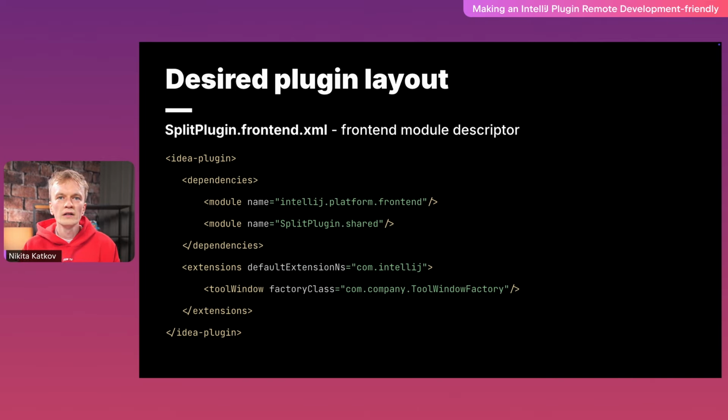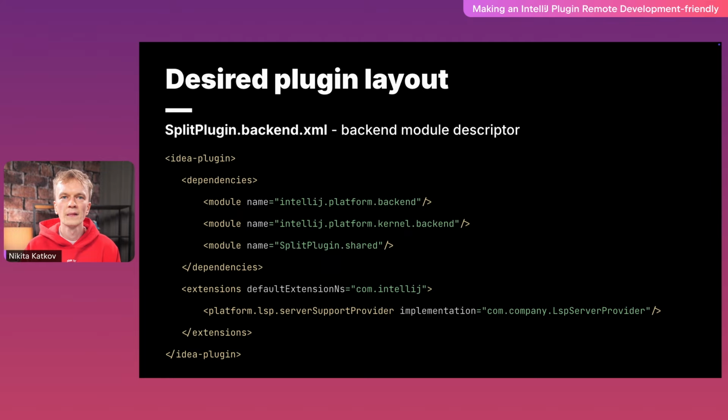Note how our frontend module declares dependency on platform.frontend to indicate it has to work in the frontend IDE, where the UI is. It also depends on its own shared content module, just to be able to use classes from it. Same goes for the backend module. It depends on platform.backend and its own shared module as well.